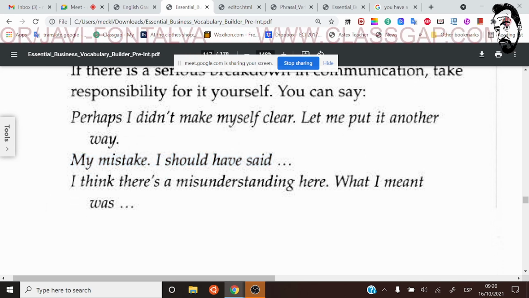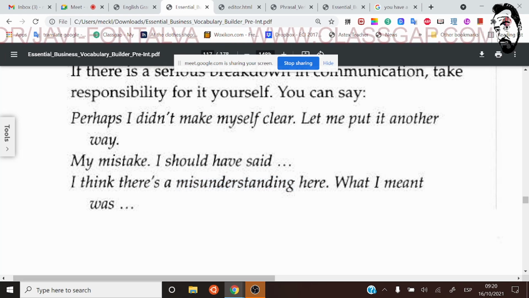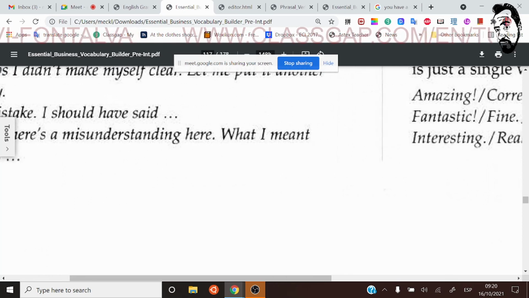Or for example, I think there is a misunderstanding here. What I meant was. Creo que hay malentendido. Misunderstanding. Yeah, malentendido. Lo que quería decir era, what I meant was. Okay, very, very useful in all of this.